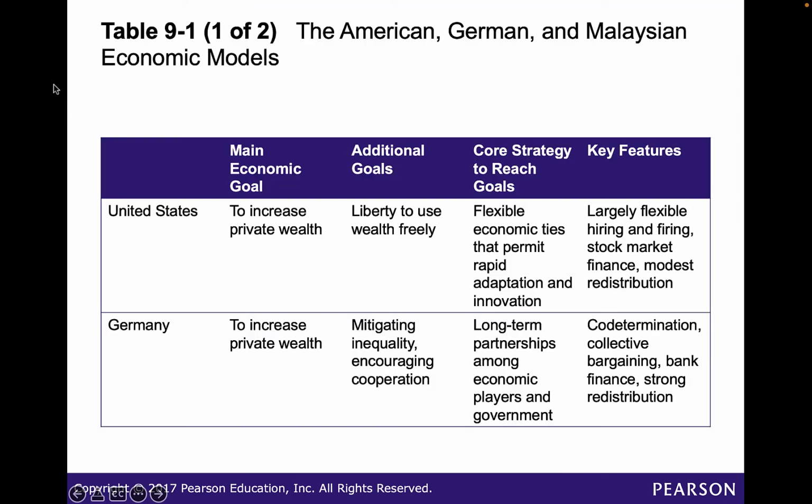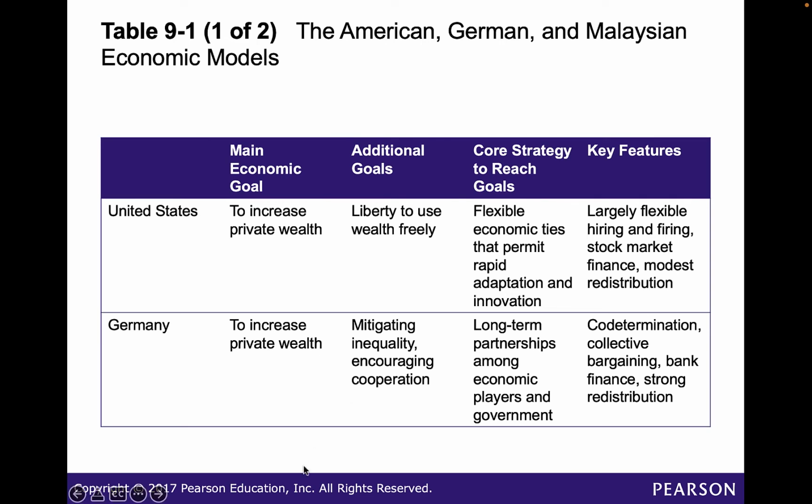Here's a table looking at the models between the two. In the United States, we want to increase private wealth, with the liberty to use wealth freely. We could buy what we want to buy. Flexible economic ties permit rapid adaptation and innovation for competition. And then flexible hiring, firing, stock market finance, and redistribution at some levels.